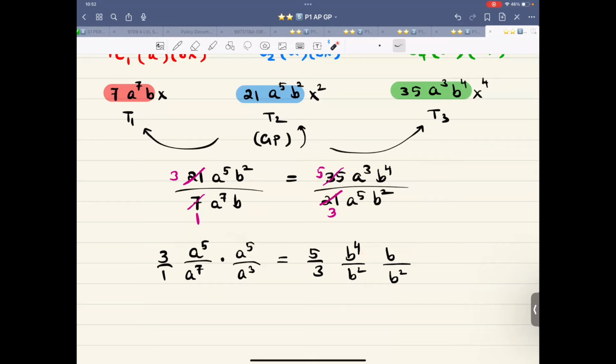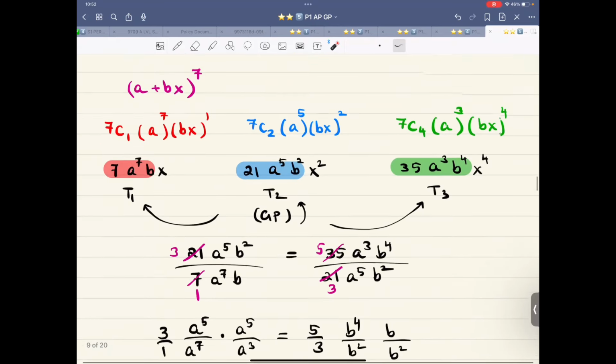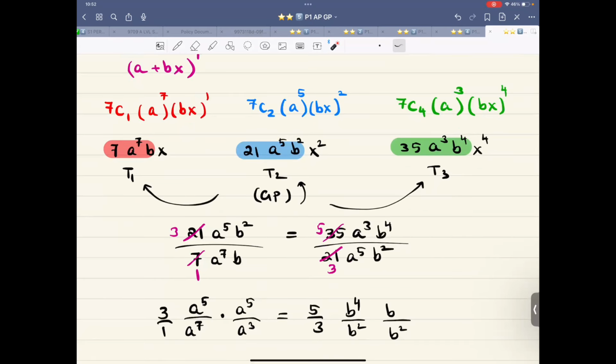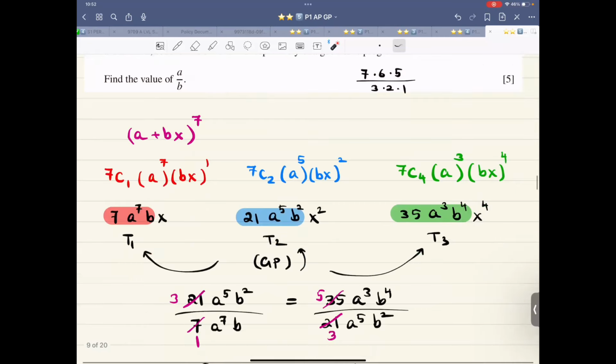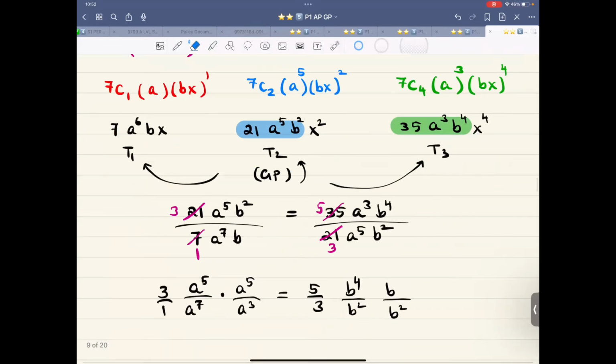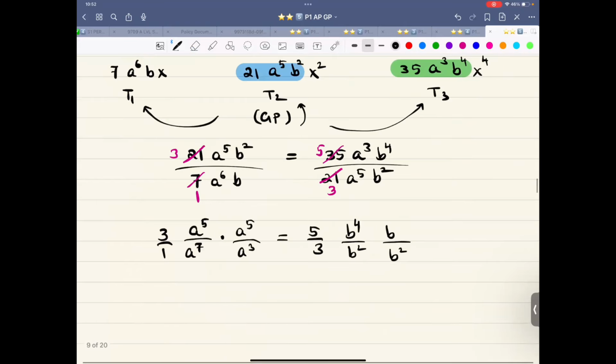Something is missing. Can anyone take a screenshot and let me know what is missing over here? The first term, the second x square and x4. 7c1, 7c2, 7c4. This is good. Bx, and this is 6. Got the idea? This is 6, my bad. How come? Because it was not possible for this to be missed out. So now this is 6. So now 7, this is 6. Got it? And I think it's all good.